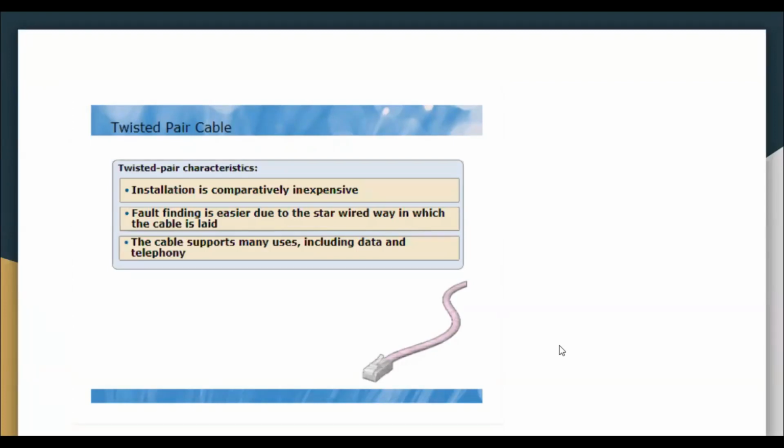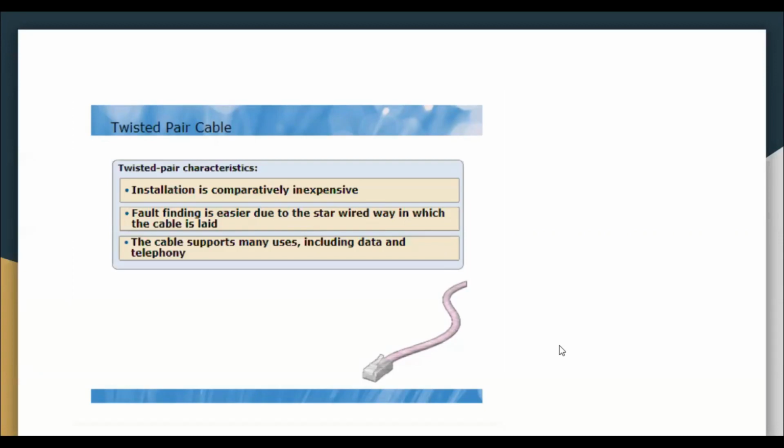It consists of color-coded pairs of insulated copper wires. Every two wires are twisted around each other to form a pair. Usually there are four pairs. Each pair has one solid color and one striped color wire. The solid colors are blue, brown, green, and orange, and in the striped color, the solid color is mixed with white.